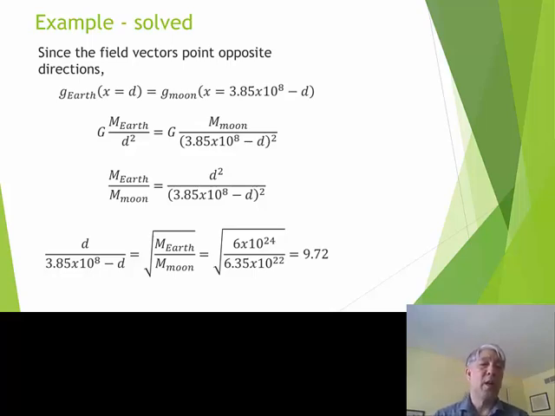GM of the Earth divided by d squared is equal to G mass of the Moon times the distance to the Moon, which is 3.85 times 10 to the 8th minus d, quantity squared. So this is the trick: I'm going to put all the masses on one side, all the distances on the other. If you notice, the two numbers on the right hand side are both squared, so I can take a square root of both sides.